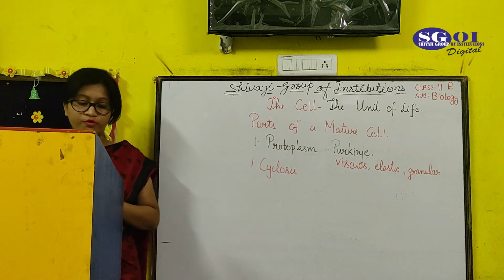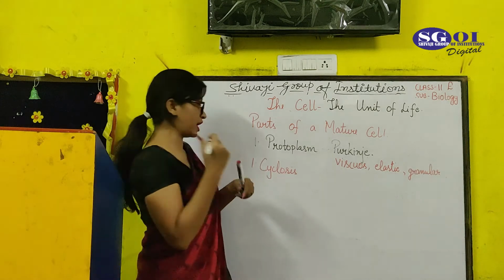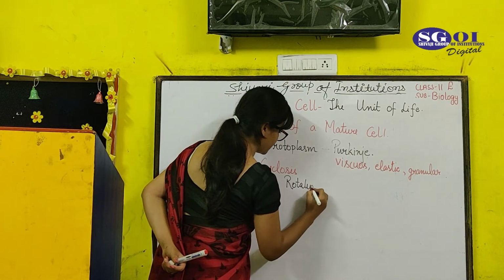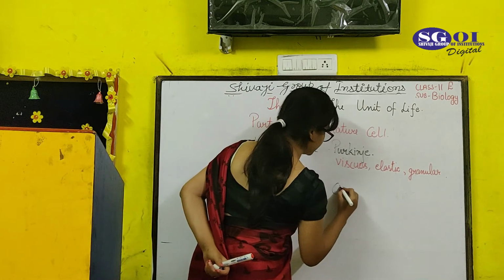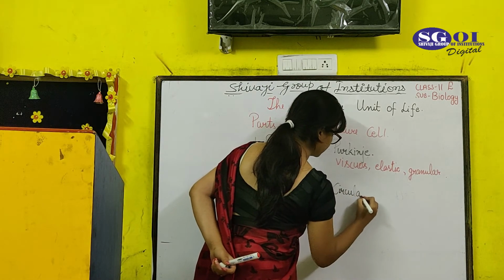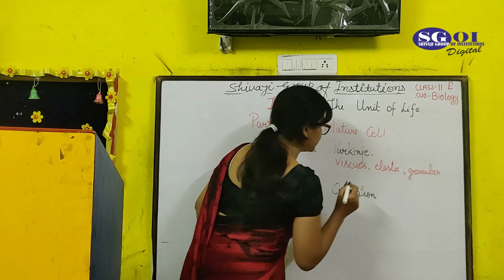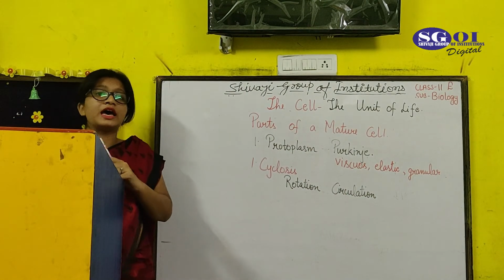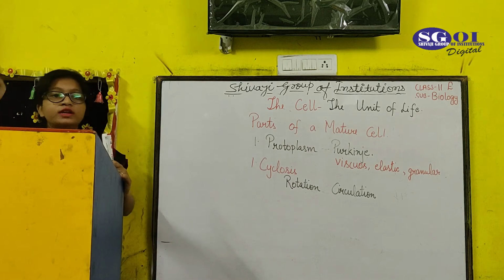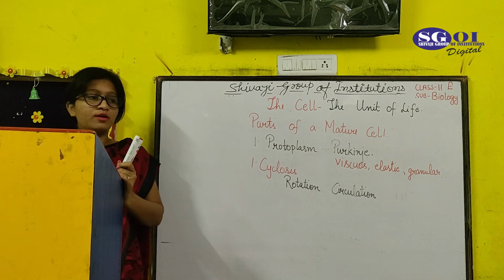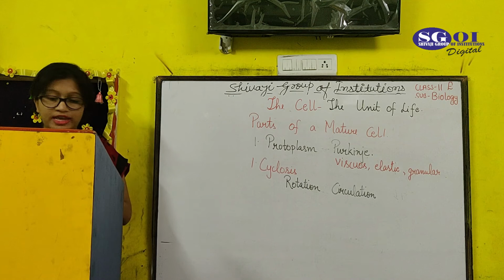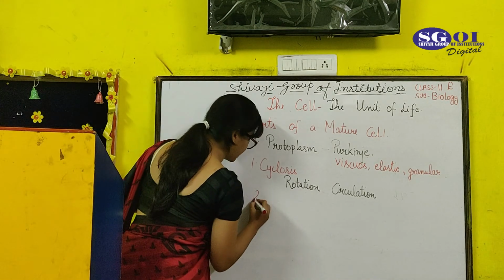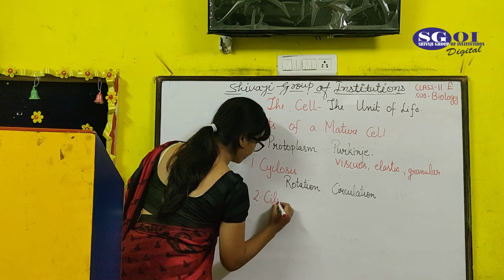This cyclosis movement occurs in two types. The first is rotation and the second one is circulation. In rotation, one thing takes place after another, and in circulation, one cycle completely forms and that circulation takes place. The second kind of movement of the protoplasm is ciliary movement.